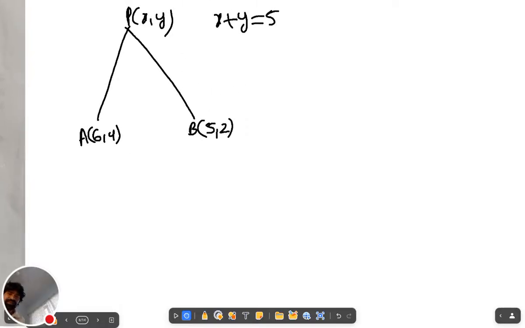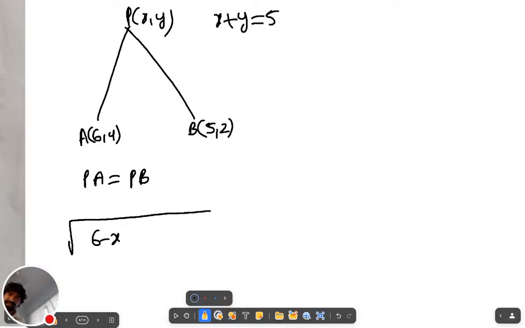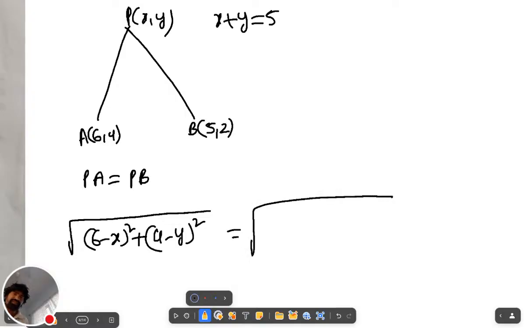Okay, so here this P is at equal distance from A and B, right? So that means PA distance equals PB distance. If you apply the distance formula for PA, what is that? Square root of x2 minus x1 whole square, means 6 minus x whole square, plus y2 minus y1 whole square, 4 minus y whole square. So this is the distance for PA. Now the distance of PB: x2 minus x1 whole square means 5 minus x whole square, y2 minus y1, so 2 minus y whole square.